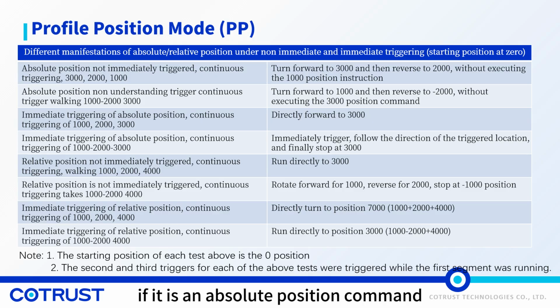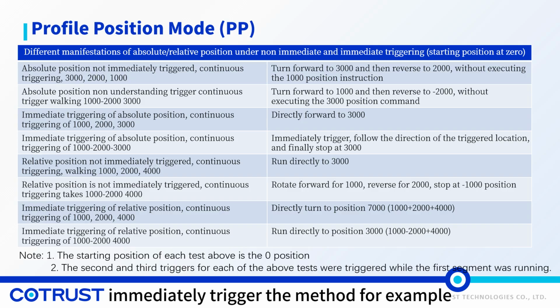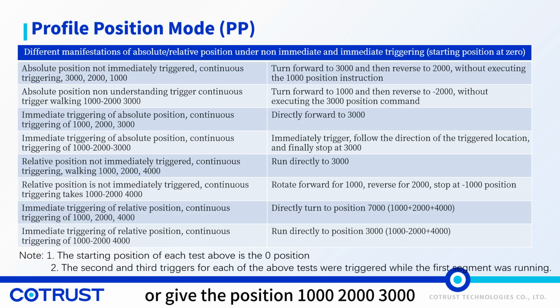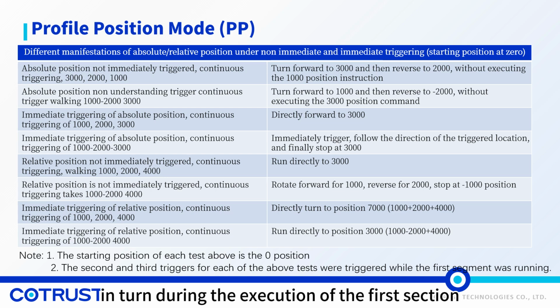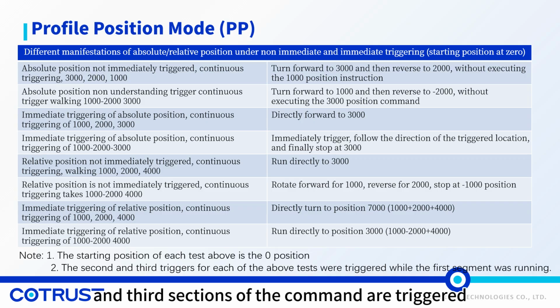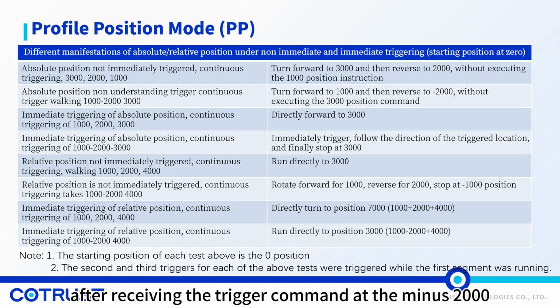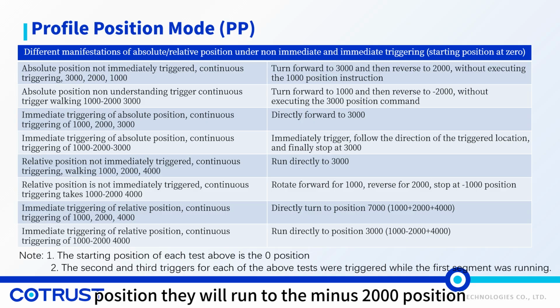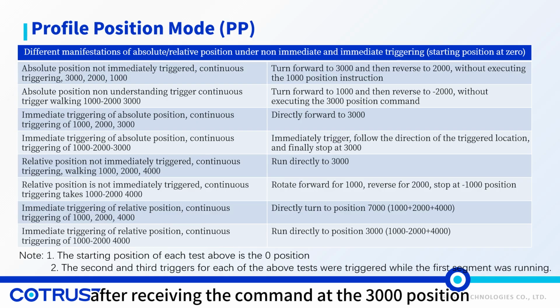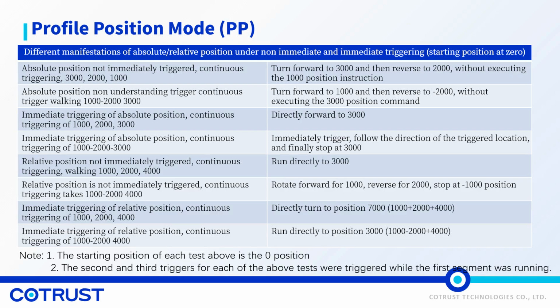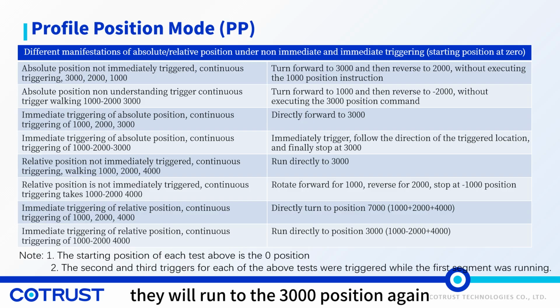If it is an absolute position command with the immediate trigger method, for example, giving the positions 1000, minus 2000, and 3000 in turn. During the execution of the first section, the second and third sections of the command are triggered, and they will run to the position 1000 first. After receiving the trigger command at the minus 2000 position, they will run to the minus 2000 position immediately. After receiving the command at the 3000 position, they will run to the 3000 position again.